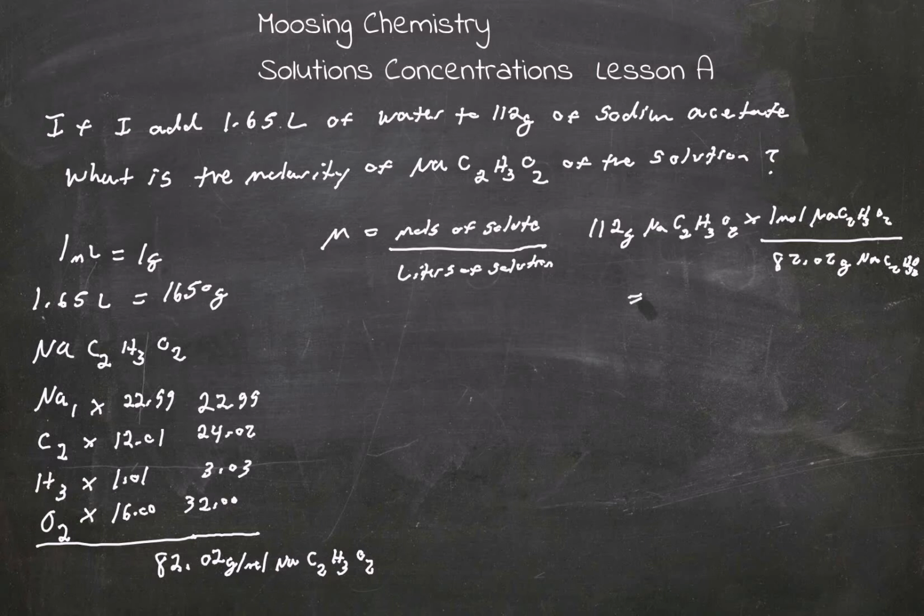This cancels, that cancels. It's going to give me approximately 1.36 moles of NaC2H3O2. Alright, now that I have that, I can take my molarity. My molarity is going to be 1.36 divided by 1.650.